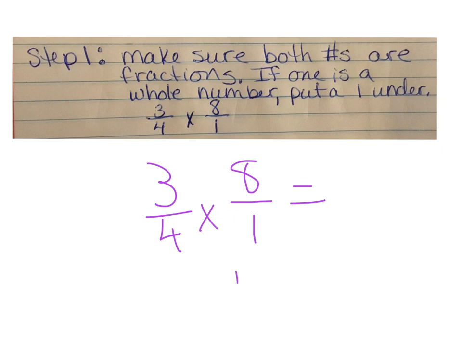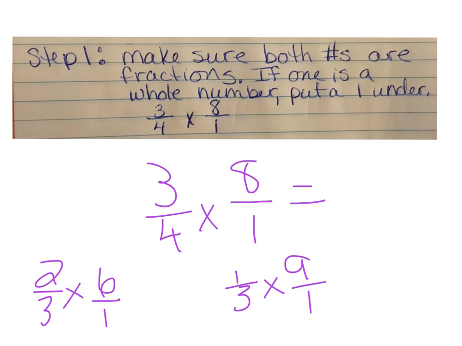So for instance, if I had 1/3 times 9, I would just put it over 1, and it means the same thing. If I had 2/3 times 6, I would just put the 6 over 1. Now I have both numbers are fractions.